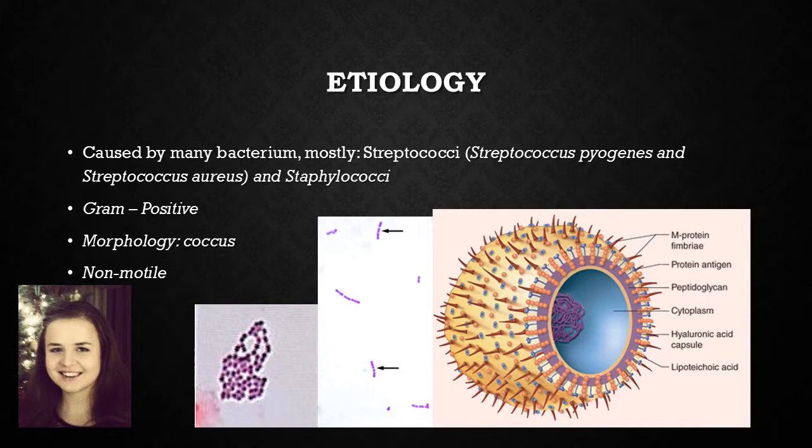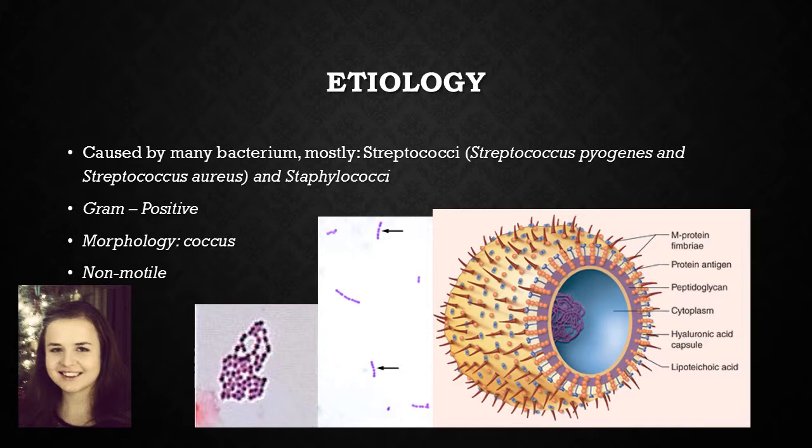So I'm Jackie, and I'm going to start with the etiology of this disease. It's caused by bacteria, mainly two types. The first one is Streptococci, mostly Streptococcus pyogenes and Streptococcus aureus, and it's also caused by Staphylococci.